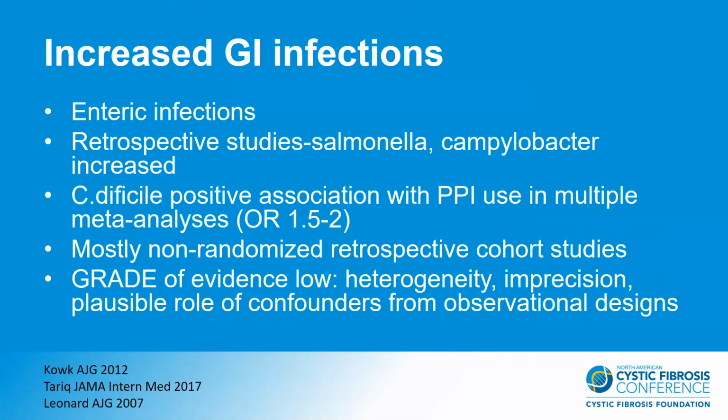What about other GI infections? The use of PPI may lead to increased enteric infections, but again, these are retrospective studies looking at increased Salmonella, Campylobacter. There's also been a number of meta-analyses looking at C. diff, with a positive association, whether it be C. diff toxin or C. diff associated disease, as defined by diarrhea and toxin positivity. Again, odds ratios usually less than 2. Again, most of these are non-randomized retrospective cohort studies, and the grade of evidence is low because the studies are heterogeneous. There's imprecision and a plausible role of confounders from the observational designs.